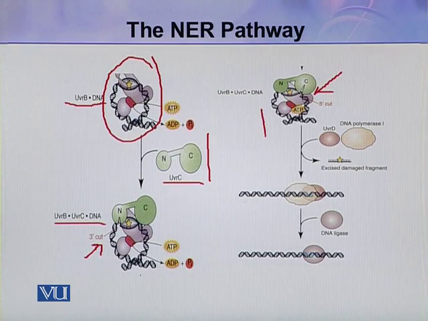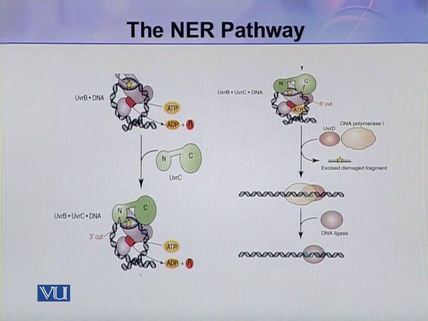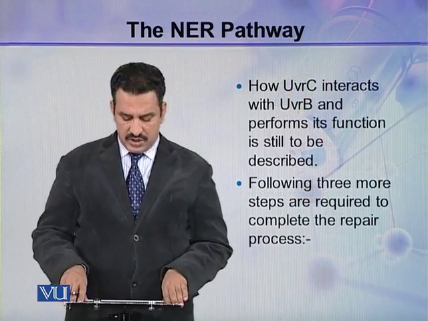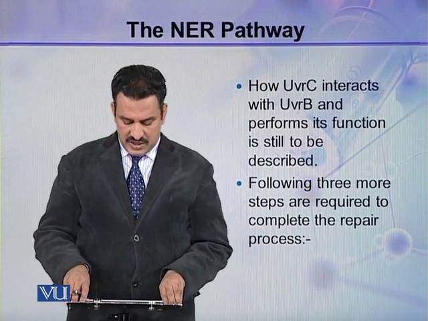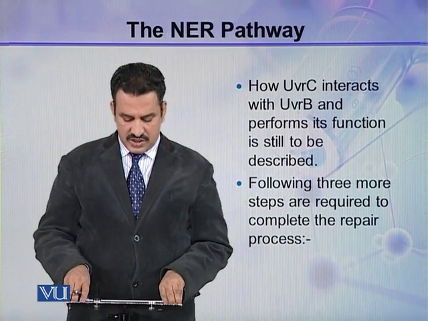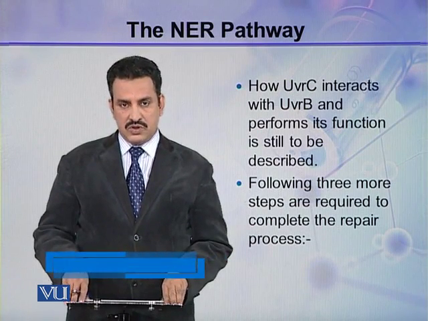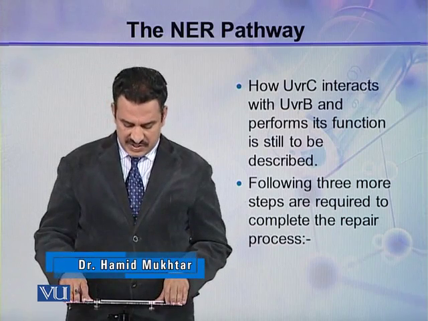In the next step, UVRD keeps moving, and then DNA polymerase I repairs the excised portion, and finally DNA ligase ligates the ends. So in this way this pathway is completed. How this UVRC interacts with UVRB and performs its function is still to be described. Nobody knows how this interaction takes place.